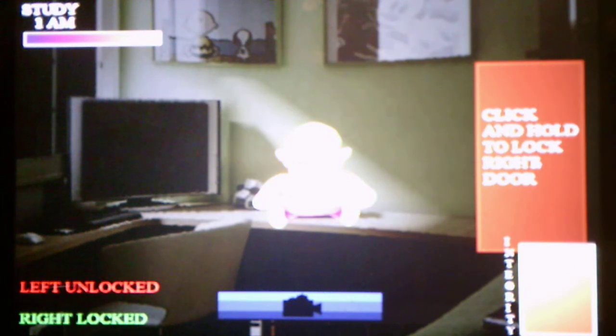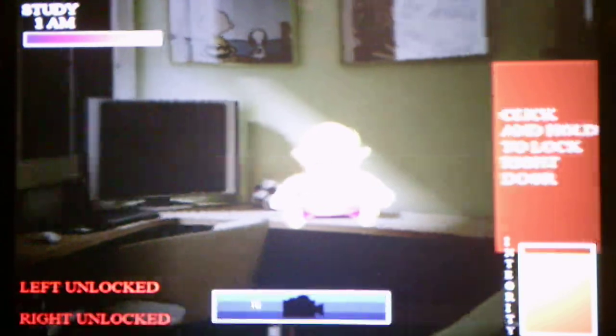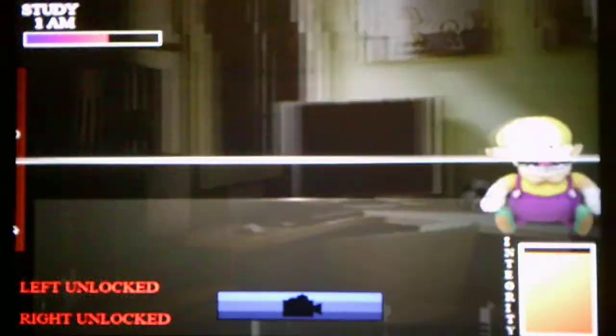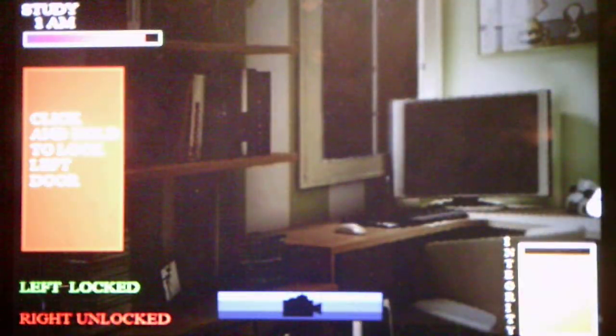Okay, I'm checking for Yoshi. I'm assuming for Yoshi we have to close the right door, Wario the left door. Oh, I gotta hold the door shut. Yoshi's nearby, I just realized. So we gotta hold it shut on him. Okay, let me check for Wario. Oh, Wario's nearby. Okay, so I gotta hold the left door shut on Wario.